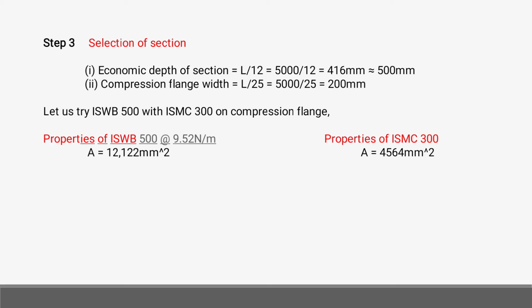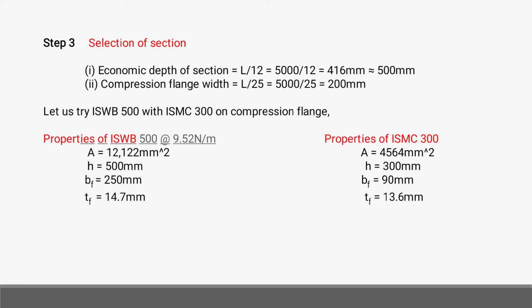So the area is equal to 12,122 mm square. For ISMC 300 it is equal to 4564 mm square. Then H is equal to 500 mm. On the other side, H is equal to 300 mm. So BF is equal to 50 mm. For ISMC 300 it is equal to 90 mm. So TF is equal to 14.7 mm.